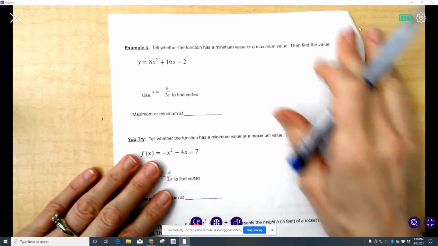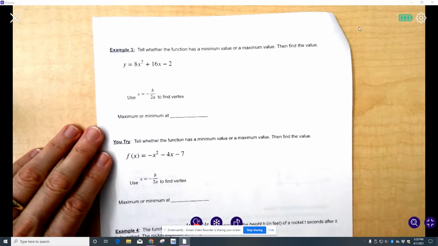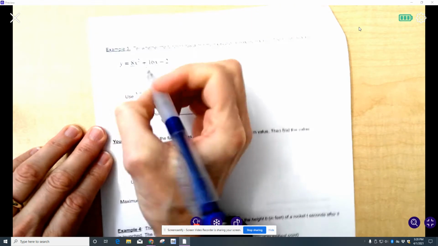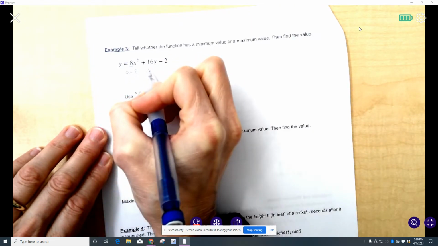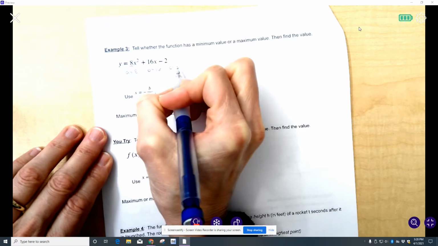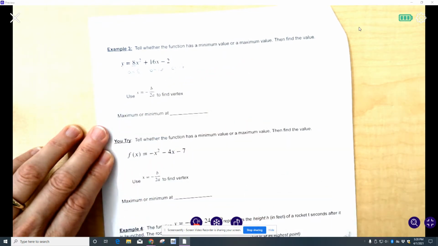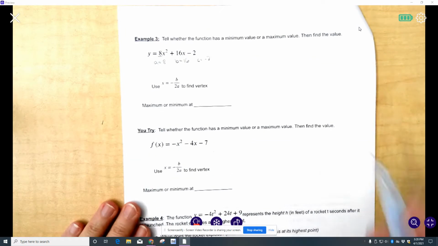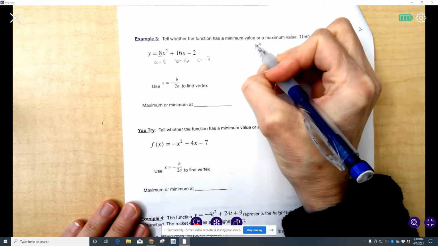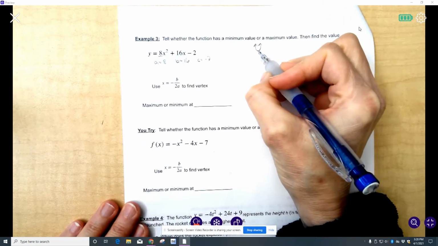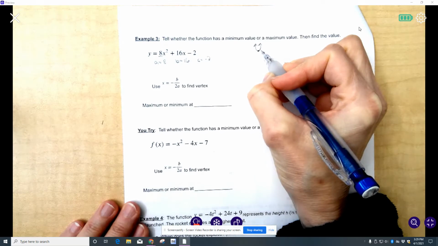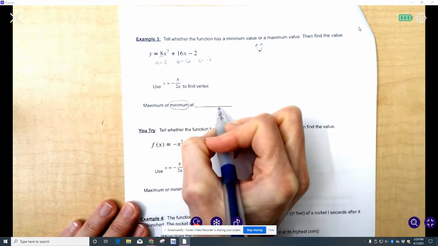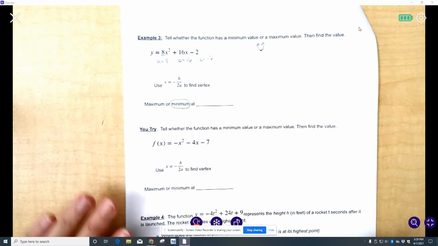It says tell whether the function has a minimum or maximum value and then find the value. We can answer the first question right now because A is 8, B is 16, C is -2. If A is positive 8, A is positive, means my graph is upward facing. My vertex is at the bottom of my graph, so my graph has a minimum. What is the value of my minimum? Well, I need to find the vertex for that.